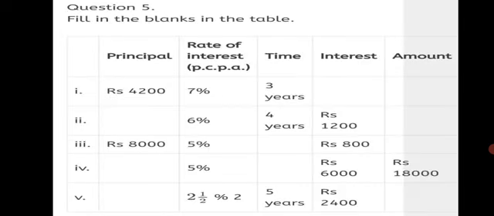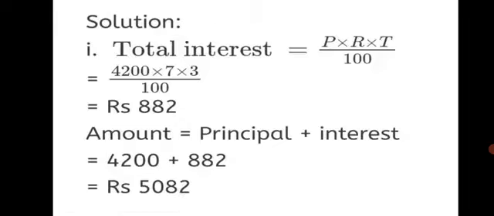Question number 5. You have been given a table and you have to fill in the blanks in the table. Principal, rate of interest, time, interest and amount. Some things are missing. You have to find out the answer for the missing part. So let's have a look at the first sum. Principal is given, R, rate of interest is given, T, time is given. We can easily find interest and later we will find the amount using both the formulas. So let's have a look at the solution.